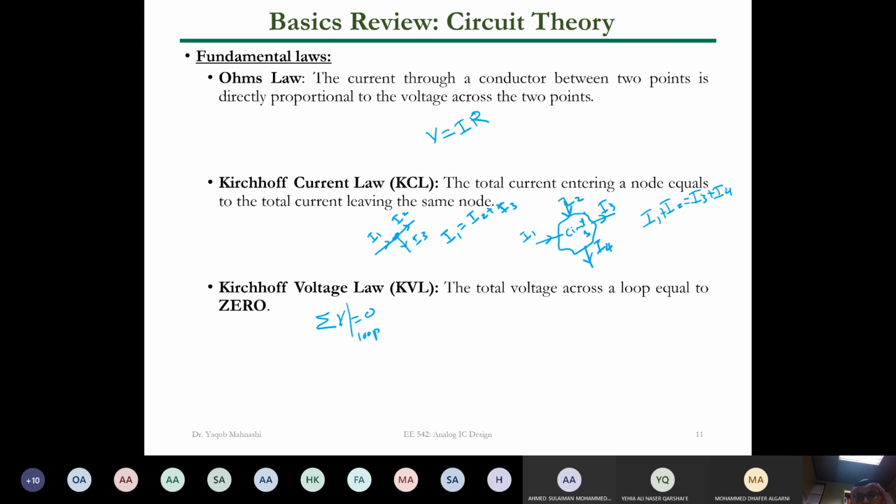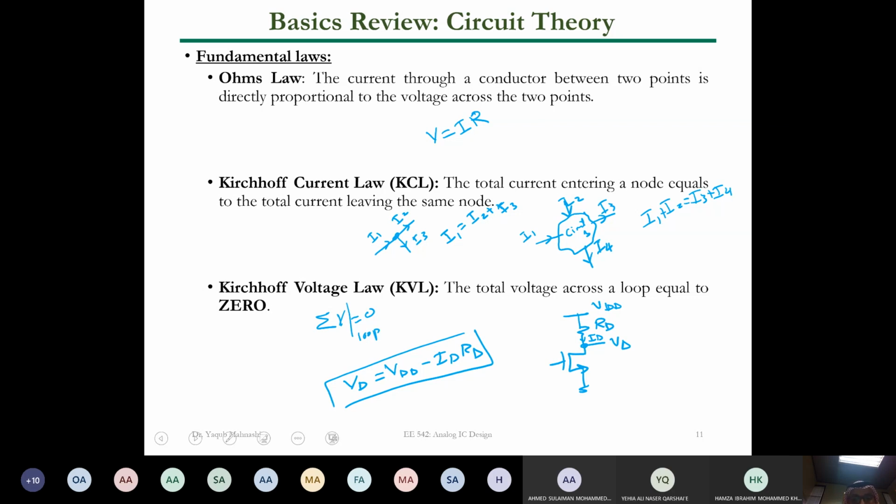What will be your VD? What do you think? VDD minus RD multiplied by ID. Yes. So VD equals VDD minus ID times RD. This is what we did in 203 quite a lot in our analysis of circuits. It is nothing but a KVL. You are doing a KVL here, the Kirchhoff voltage law.